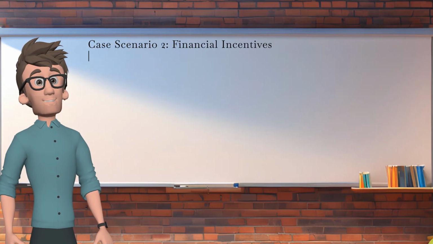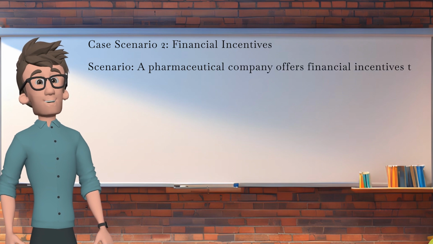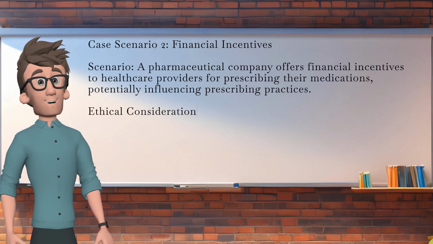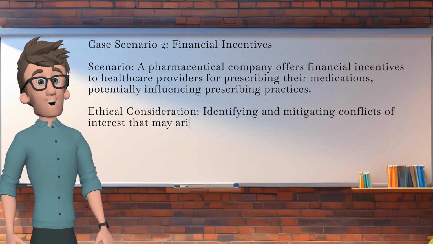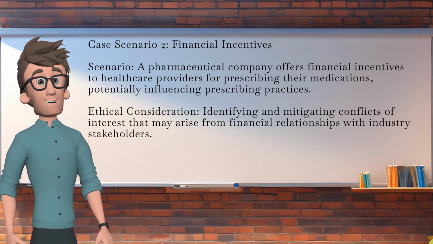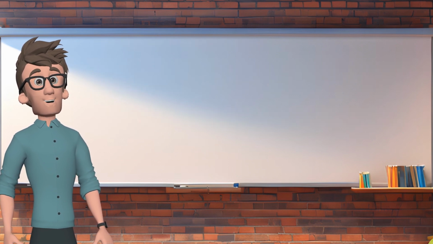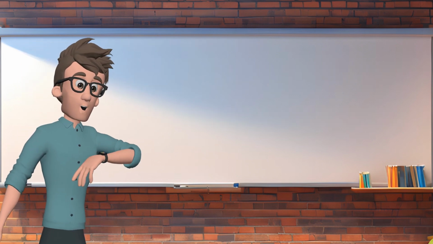Let's move on to case scenario 2, financial incentives. Scenario. A pharmaceutical company offers financial incentives to healthcare providers for prescribing their medications, potentially influencing prescribing practices. Ethical consideration. Identifying and mitigating conflicts of interest that may arise from financial relationships with industry stakeholders. I will give everyone a few moments to think about possible considerations to apply.